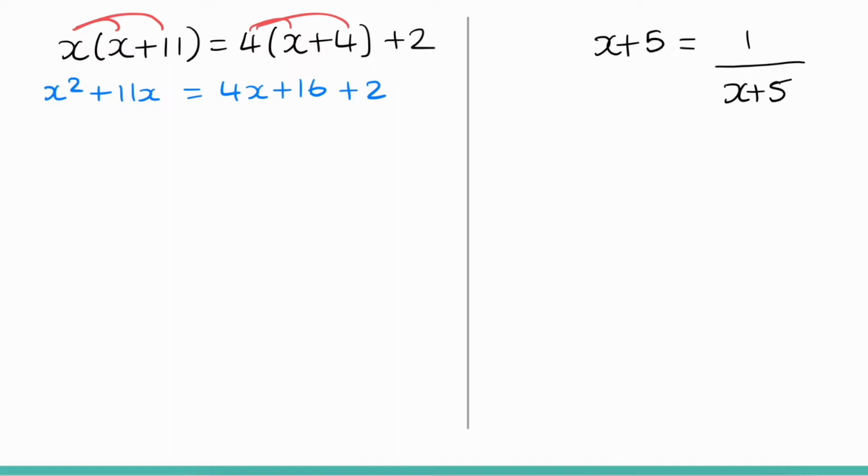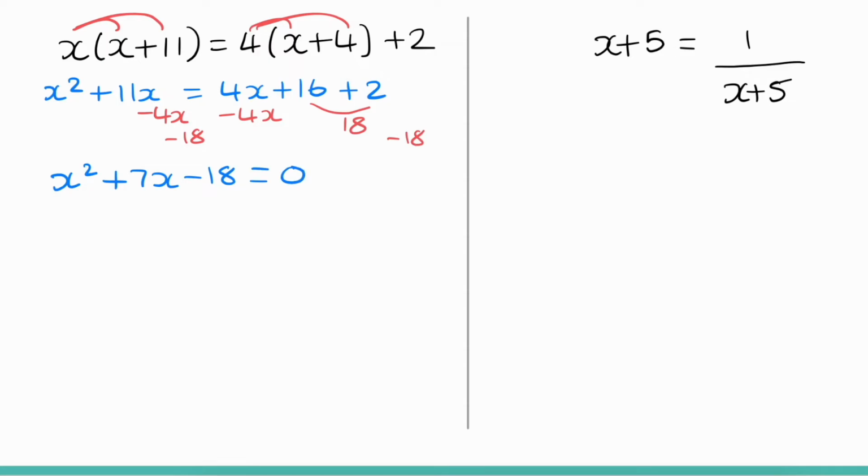Then I can take everything to the same side of the equation. So x squared, now I'm going to subtract 4x from both sides of the equation, and then these two here give me 18, so I'm going to subtract 18 from both sides of the equation as well. So if I just make a little bit more room there, we've got x squared. If I'm taking off 4x, I'm going to be left with 7, so plus 7x. And then I'm going to take off the 18, so minus 18 is equal to 0.